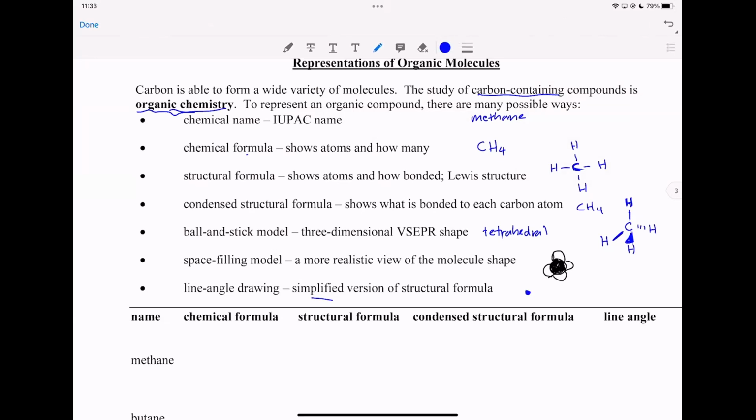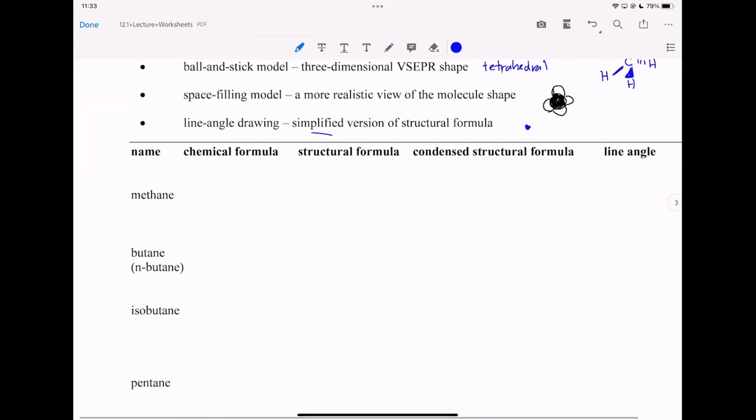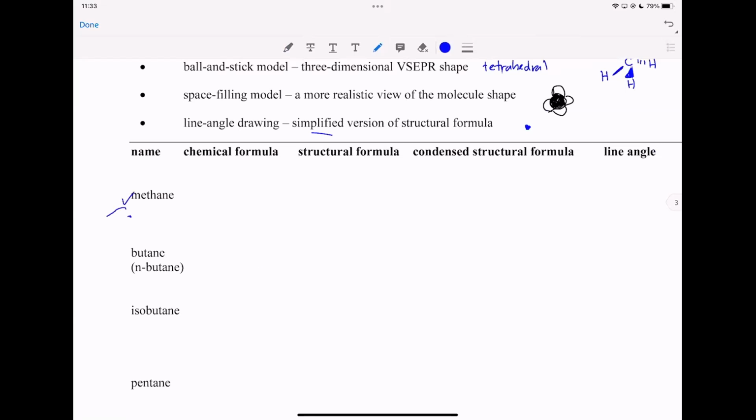Okay, so let's see if we can do some of these when you are given different versions, given the name. So we covered methane, got all that up there. Let's look at butane though. So butane has the prefix but. The ANE means alkane family. And those are the hydrocarbons with all single bonds.